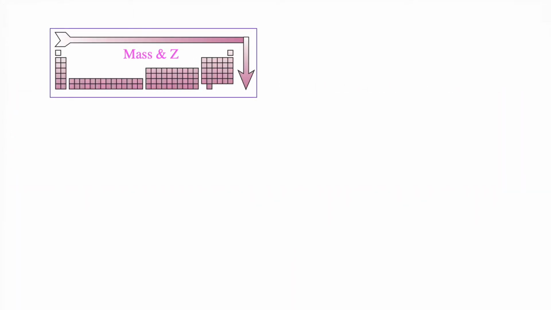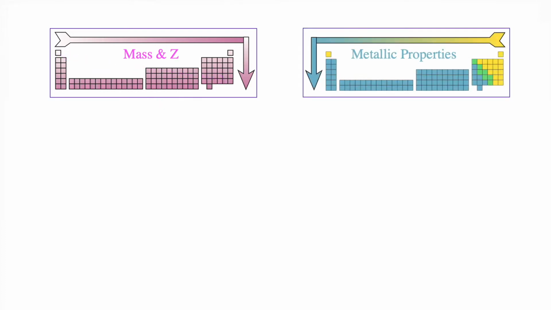Okay, so let's have a look at some properties of the long form periodic table. First we have atomic mass and atomic number. Now this actually runs top left to bottom right, but most of the other properties, such as metallic properties, run bottom left to top right. All of the non-metals are found on the right hand side of the periodic table and higher up.